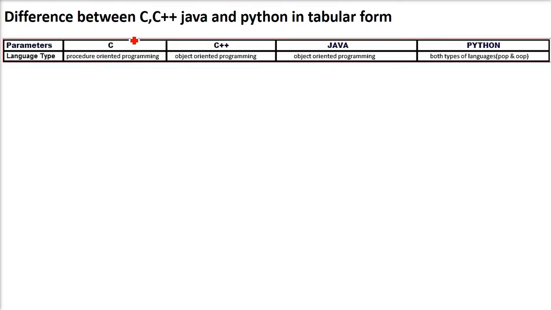First, C is a procedure-oriented programming language. Procedure means function. That is, a main function is going to call another function, and these functions in turn will call another function. So this is called procedure-oriented or structural programming. Then C++ and Java are both object-oriented programming, but Python is both. It is a procedure-oriented programming language also and an object-oriented programming language also. Python is both of them.